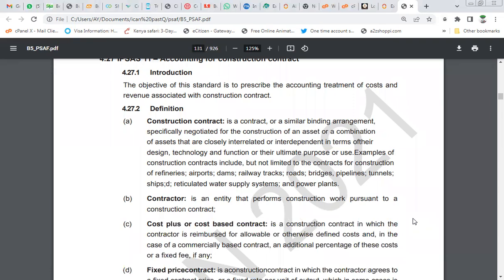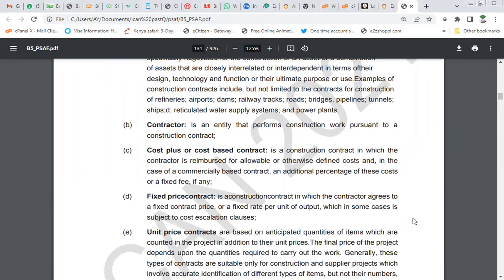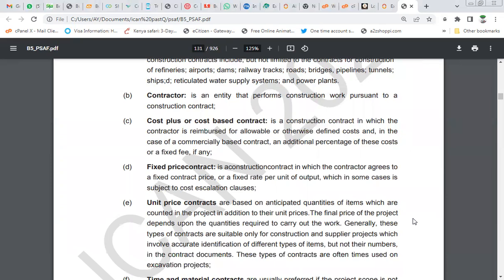Cost plus or cost-based contract. So now let's understand what is cost plus. It is a construction contract in which the contractor is reimbursed for allowable or otherwise defined cost, and in the case of a commercially based contract, an additional percentage of this cost or a fixed fee, if any. Fixed price contract is a construction contract in which the contractor agrees to a fixed contract price or a fixed rate per unit of output, which in some cases is subject to cost escalation clauses.